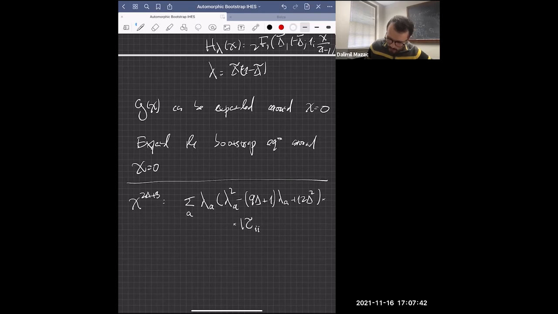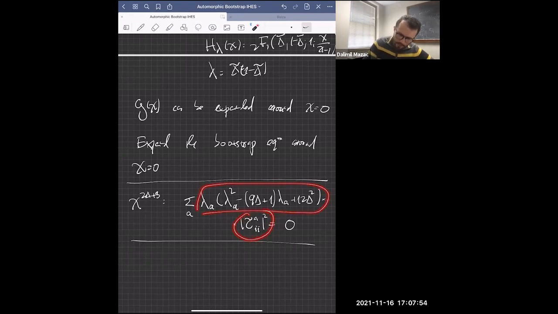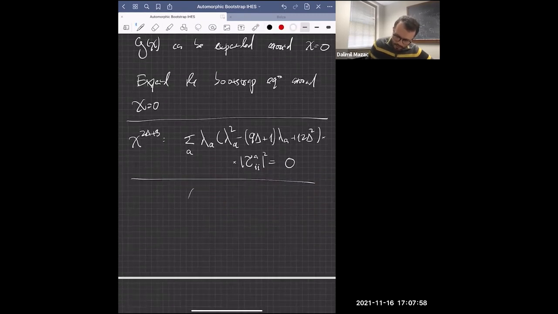Okay, now I'm just setting I, J, K, and L to be equal to each other, to be the same operator. And this is the equation you get. So it's a sum over the structure constant squared times some cubic polynomial of lambda, which is parameterized by delta. And now let's plot this polynomial. It looks like this.